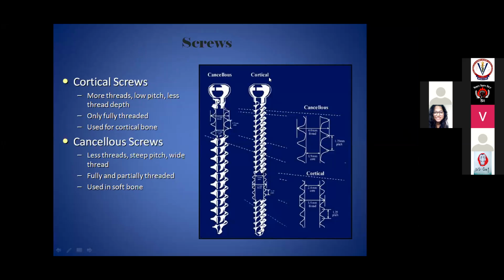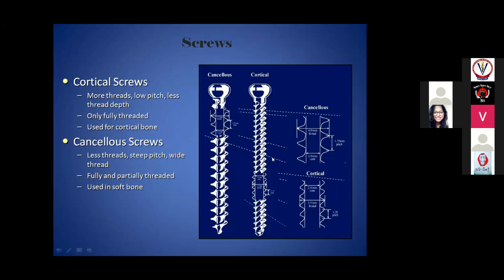Now, the basic difference between a cortical screw and a cancellous screw, just to keep in mind, is that if you take a unit length of a screw, the number of threads in a cortical screw is more compared to a cancellous screw. Suppose you take a 4 mm length of a screw, the number of threads in cortical is more in that 4 mm compared to a cancellous screw, where the number of threads is less.